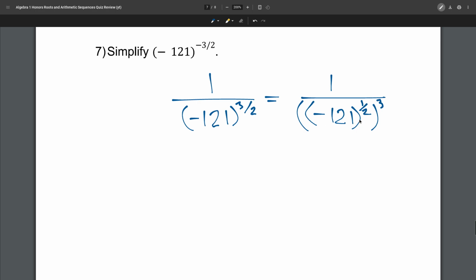Now, negative 121 to the 1/2 power, that's the square root of negative 121. Well, that's undefined because that's not a real number. So on your calculator, it would be undefined. Because you can't multiply a negative by a negative and get a negative, and you can't multiply a positive by a positive and get a negative. So this solution is undefined, or no real solution here.